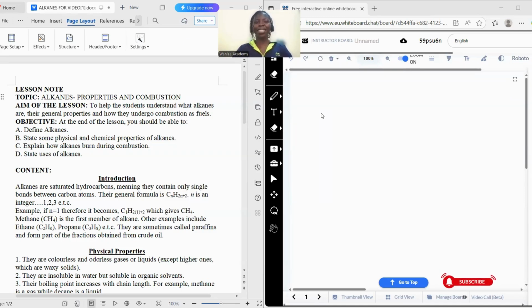Today's topic is alkanes, the properties and combustion of alkanes, which is under chemistry. So I'll be taking you through chemistry for today. Let's look at the aim of the lesson and objective.